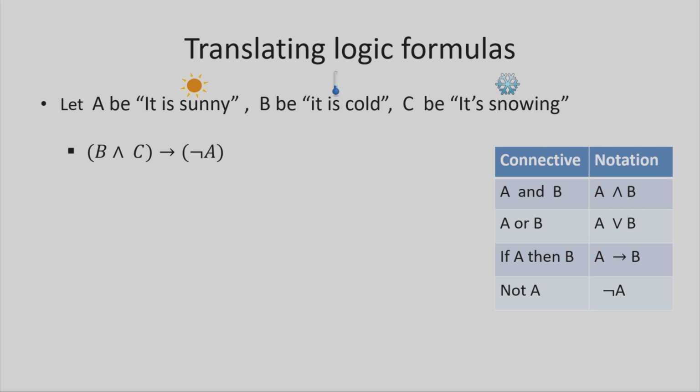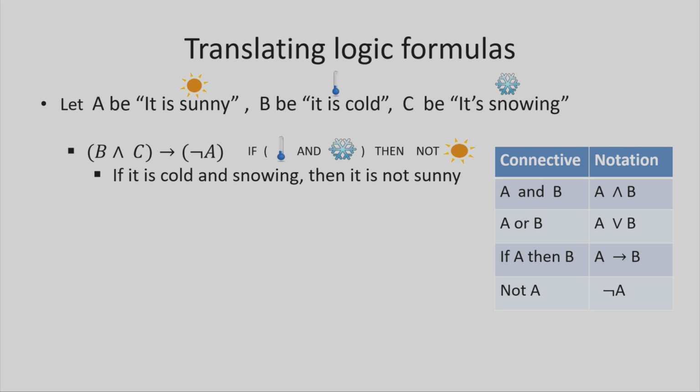Suppose I show you a formula which says B and C implies not A. How would you translate it back into English from the language of logic? So here you can refer to the table of the connectives for all the symbols. So you may think about it as writing the names of the connectives and putting some marker for the proposition, some picture like here. If cold and snowing, then not sunny. So now it starts making a little bit more sense, and you could just write it in English words. If it is cold and snowing, then it's not sunny.